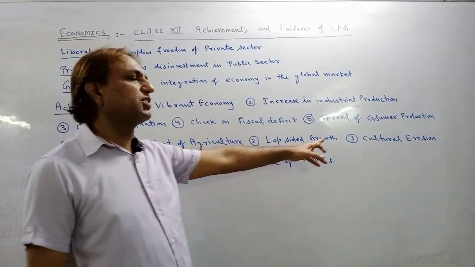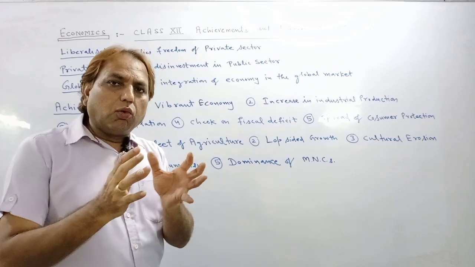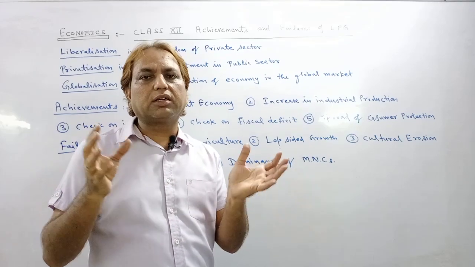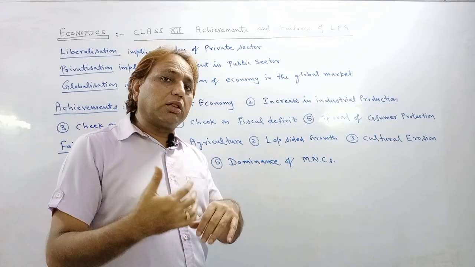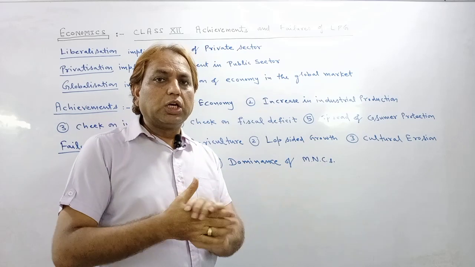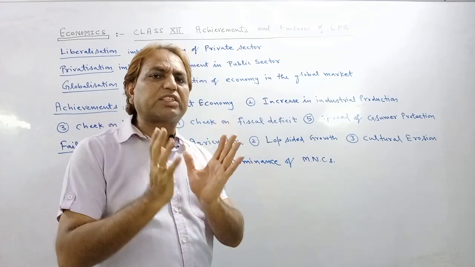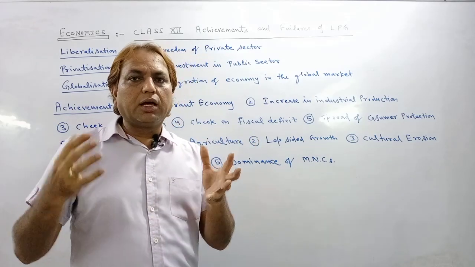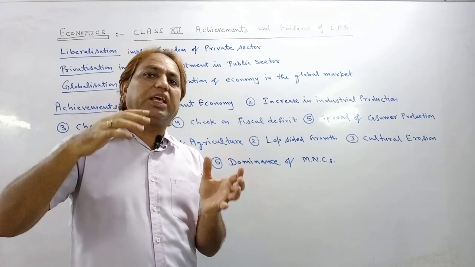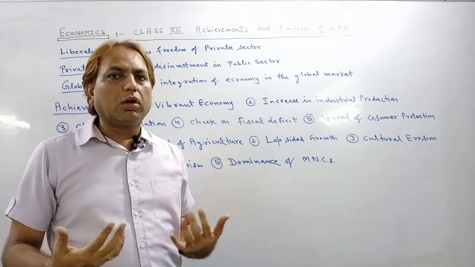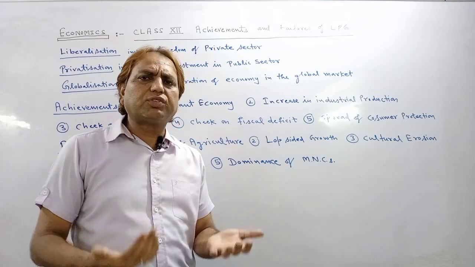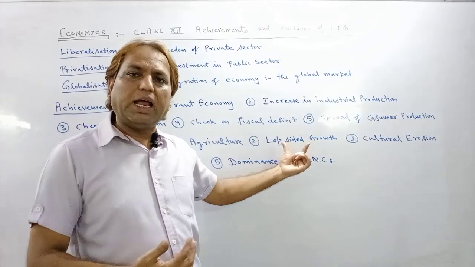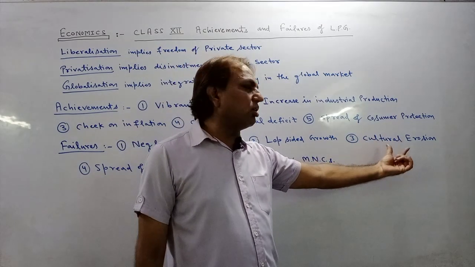The second is lopsided growth. Whatever we were doing in the economy was centered near the cities, the urban areas. So the rural area was left behind. Our growth was there, it's okay, but it was lopsided, one-sided only. We were not getting equality of income, we were not getting rid of the rift between the poor and the rich. So poverty was there, unemployment was there. It was not a perfect growth, that's why we call it lopsided growth. Here LPG failed.